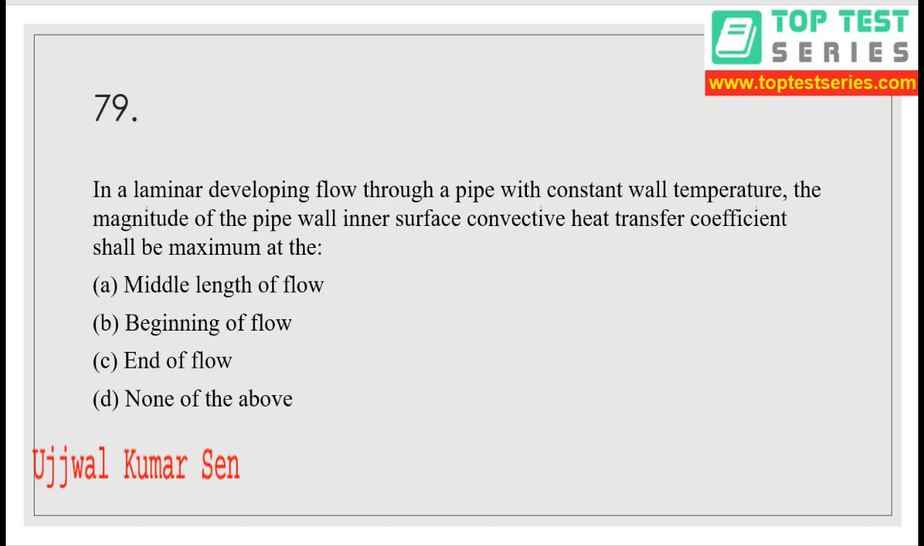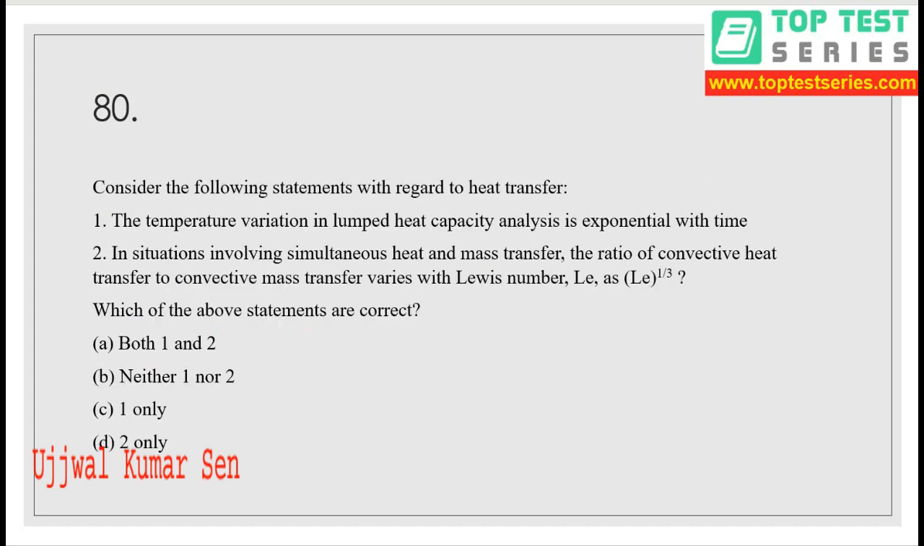Question number 79. In a laminar developing flow through a pipe with constant wall temperature, the magnitude of the pipe wall inner surface convective heat transfer coefficient shall be maximum where? It is at the beginning of the flow, it will be maximum. One liner question, right?